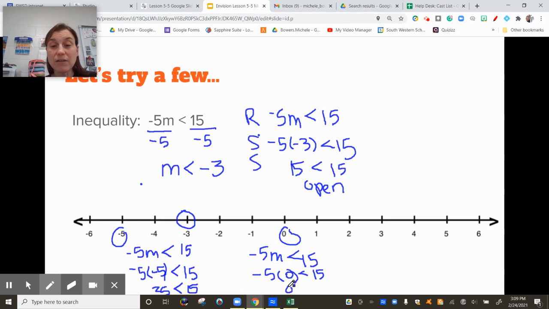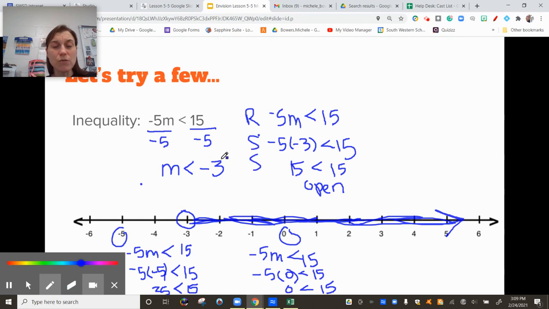Yeah, because 0, -5 times 0 is 0, and 0 is less than 15. So it looks like the 0 works. So that means the things on the right here are actually the solution. So those are the things that are less than -3. All the things over here are greater than -3. So I need to change this inequality because the actual solution is m is greater than -3.